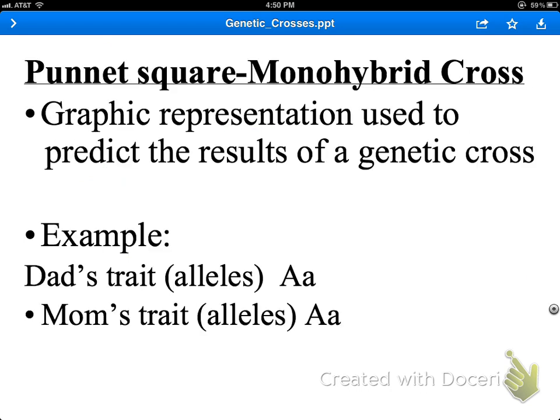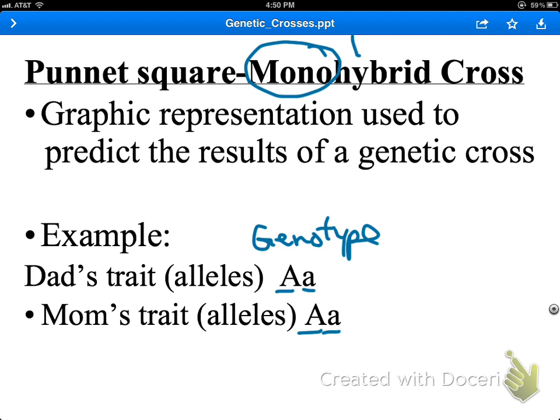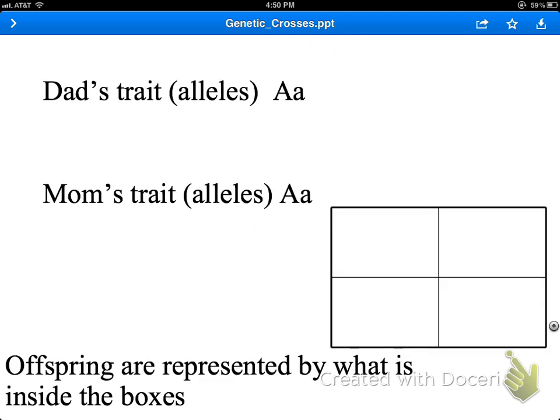A Punnett square, which is also known as a monohybrid. Mono is a prefix that means one, so we're just going to be using a Punnett square with one particular trait. This is a graphic representation that's going to help predict for us the result of a genetic trait. So for example, let's say Dad has a trait or alleles, his genotype is that he has a capital A and a lowercase a. So he has two because he inherited one from his mom and one from his dad. Mom, let's say she has the same particular trait. Let's do a Punnett square to see how this would look like.